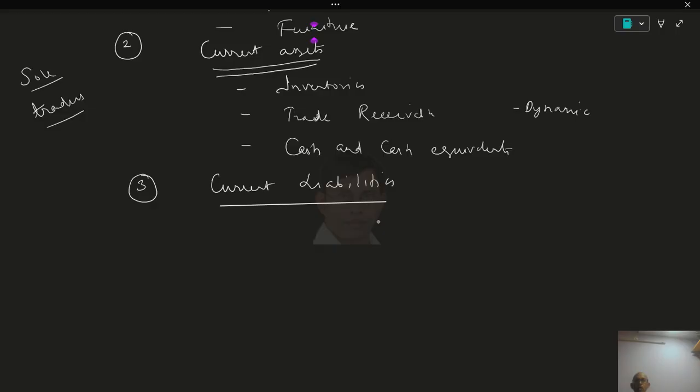They are dynamic in nature, means they keep changing. So this is another way you can remember. You can just use your common sense to identify and make a list of current assets.